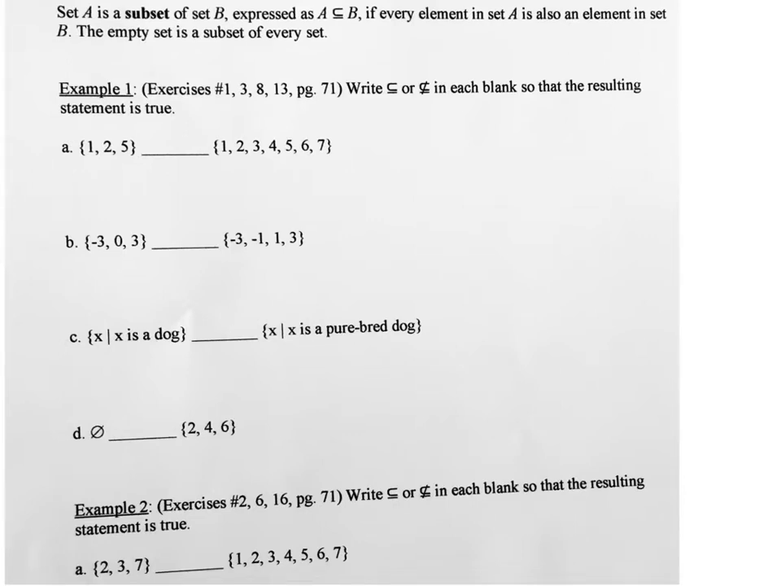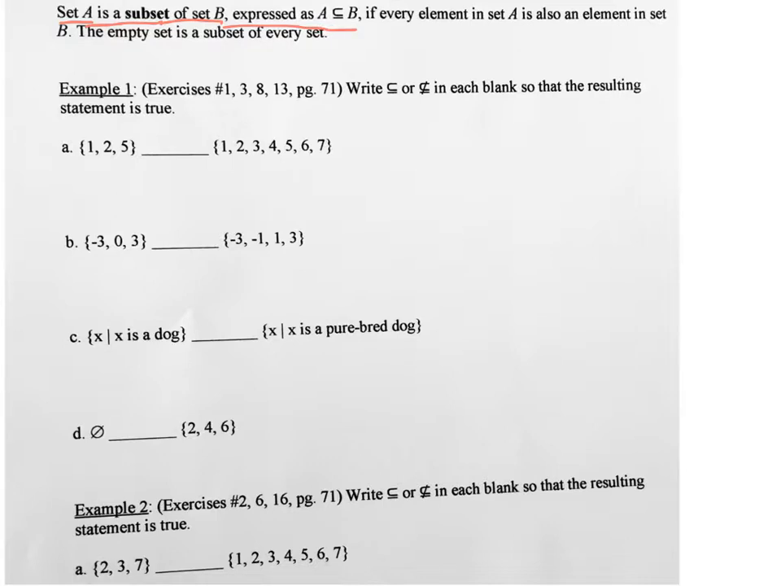Section 2.2 is all about subsets. We mentioned in the last video that even though a set cannot be an element of another set, a set can, however, potentially be a subset of another set. So we would say that set A is a subset of set B and expressed just like this.